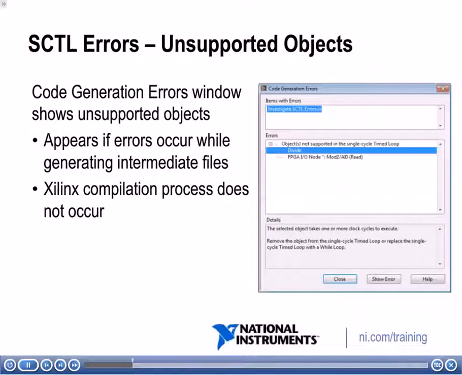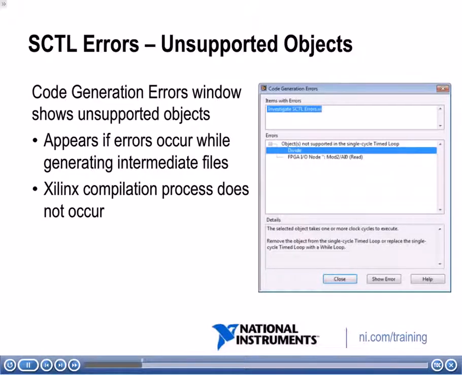So what we see on this slide is a code generation error window. This window is going to show you unsupported objects, and this will pop up when you first compile an FPGA VI. When you first compile the FPGA VI, before it even gets to the compilation stage, it starts generating intermediate files. While it's generating these intermediate files, it'll know right away if you put an unsupported object in there. Okay, so you'll be able to catch some of these mistakes very early on.